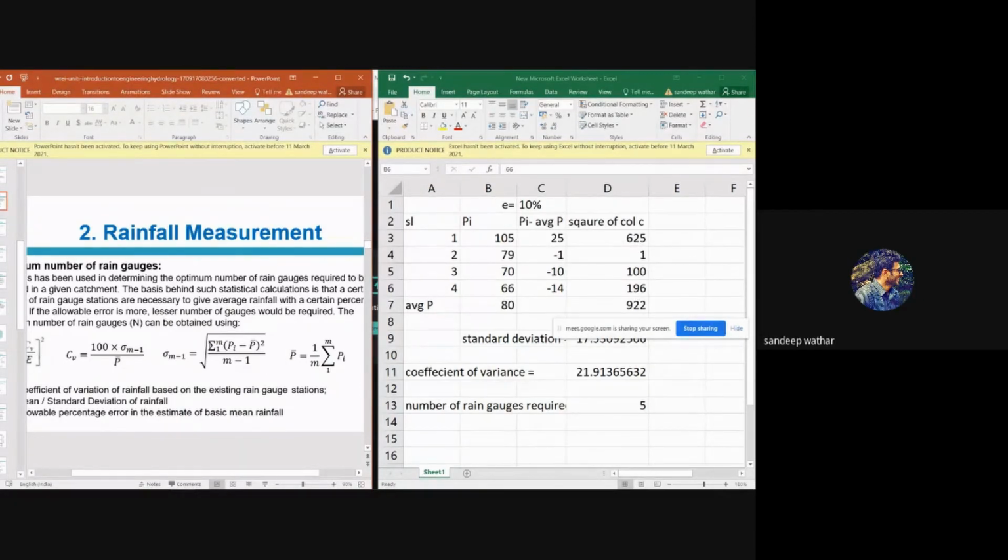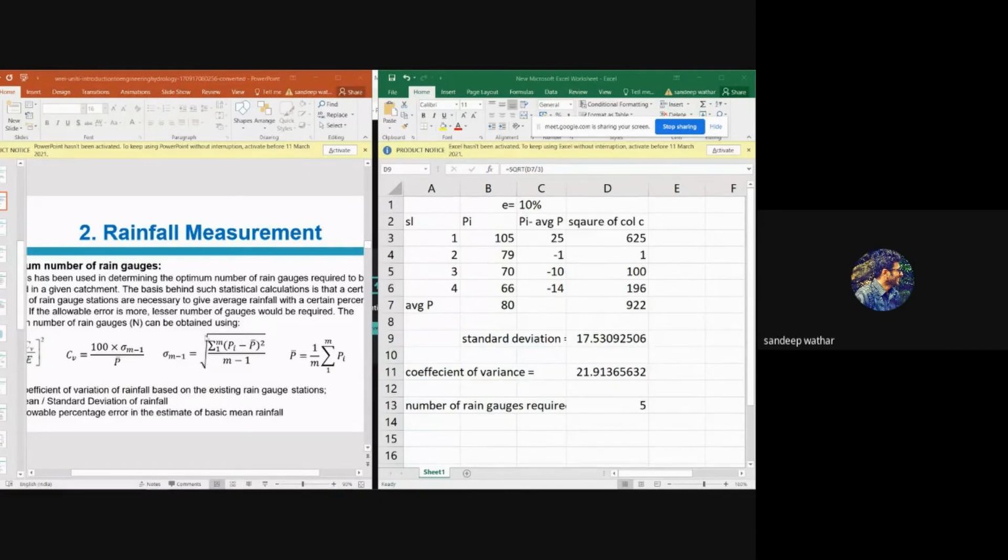Next, I take the sum of all these values, sum of Pi minus P bar whole square. From that I calculated the standard deviation. Please look at this equation. I'll try to show you. Okay, I hope this is visible to you. This is the equation that I have written in my Excel, and you can calculate using this equation.